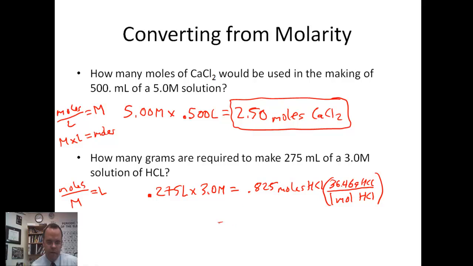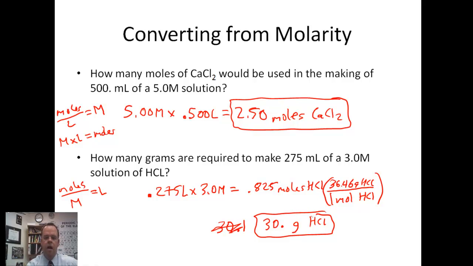which is 30.1. We actually only have two significant figures here from the 3.0, so 30 grams of HCl. And I put the decimal place at the end to show the two significant figures.